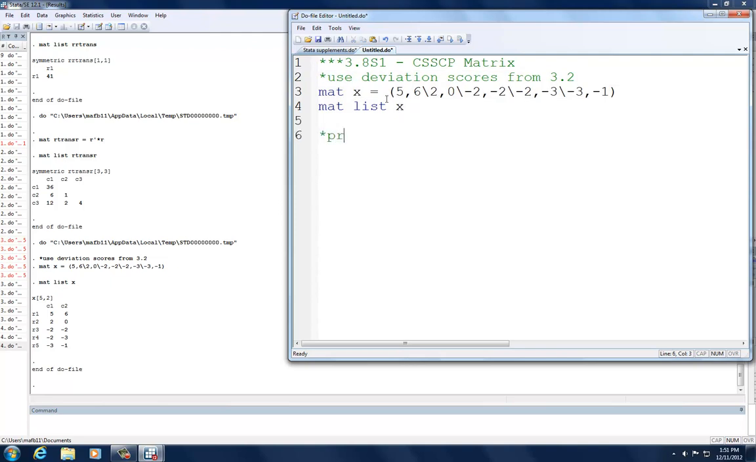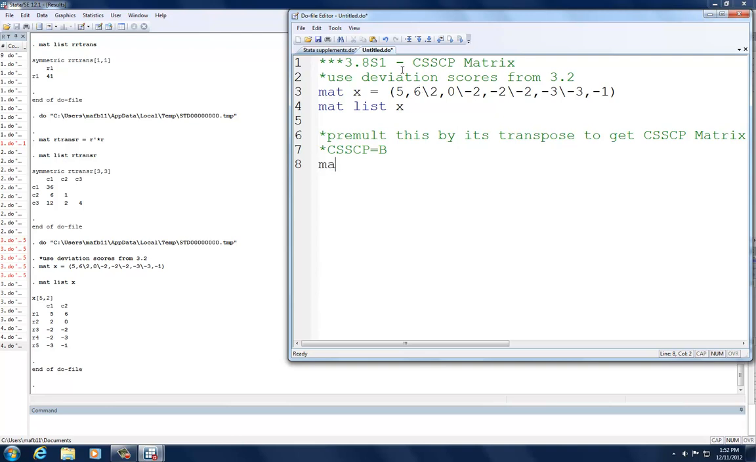Now, we are going to pre-multiply this by its transpose to get the centered sum of squares and cross products matrix. And we are going to call the CSSCP matrix B.